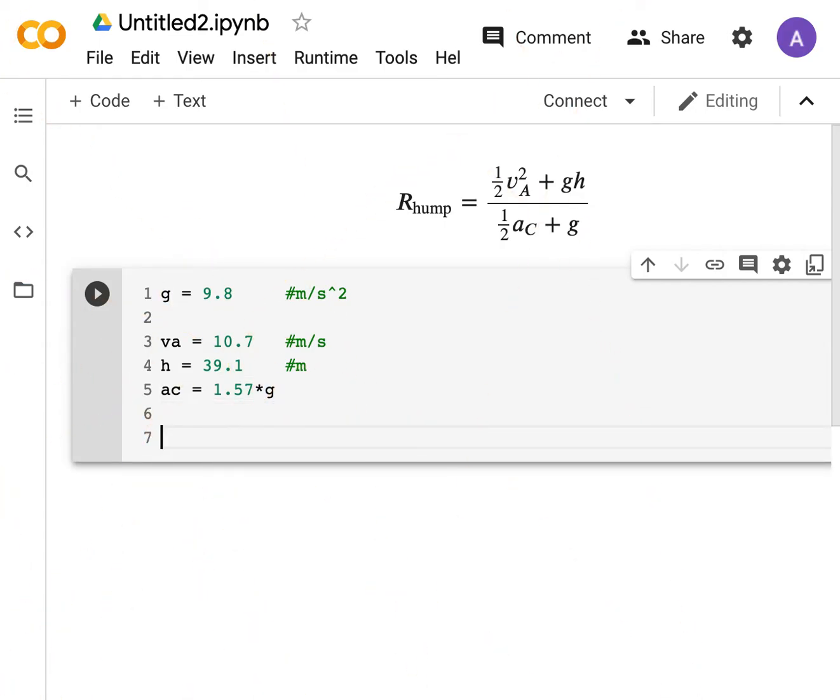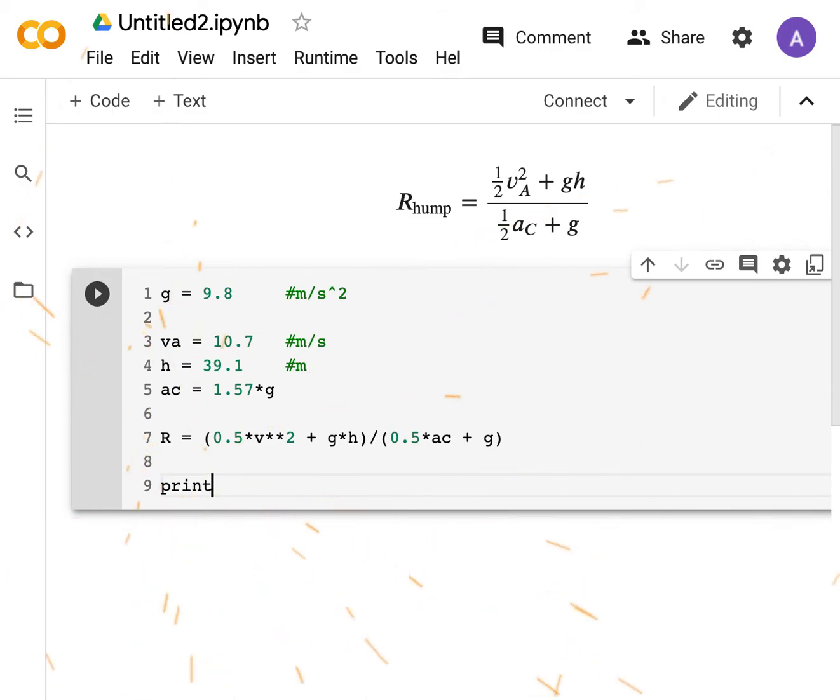So I could just say R now, R equals, and now I need to do some parentheses. I don't actually have to. Let's do it with parentheses first and then without parentheses. So I put parentheses first, and then I put a half, and I want to multiply that by v squared. In Python, squared is two little stars. And then we're going to add g times h, and we're going to divide by half times AC plus g. And then I'm just going to tell it to print my value of R.